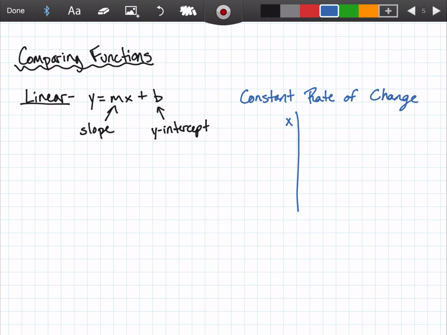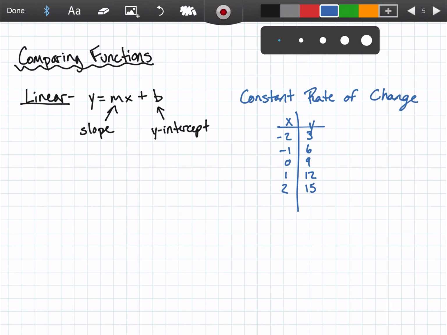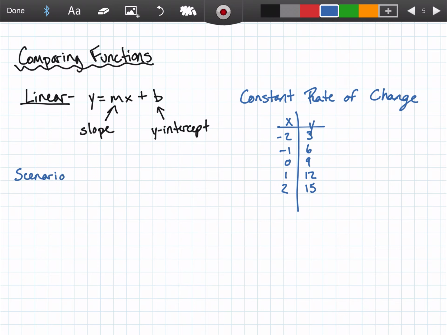So in a table, I know that the y values and the x values are going to have a constant interval between them. So if, maybe they're upping by 3 every time. And in something like a word problem, or just a scenario, you still want to look for a constant rate of change.